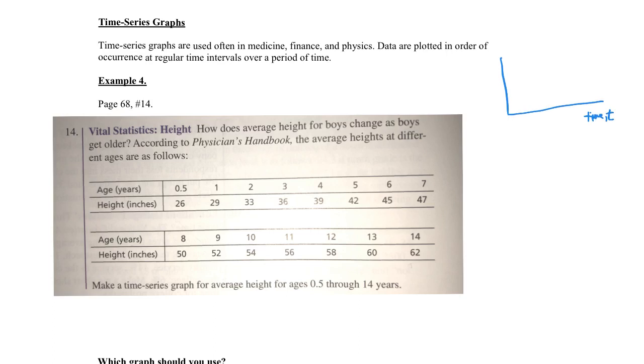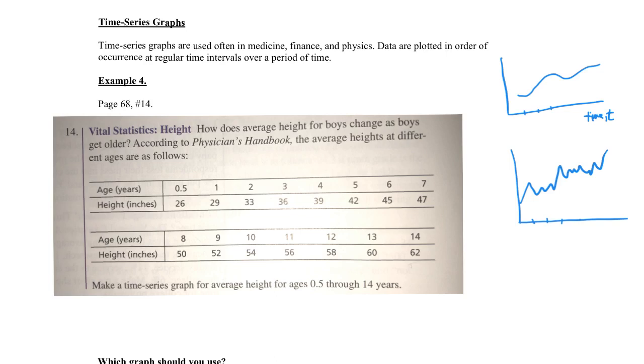So it's by definition a time series graph. It's just where data are plotted in order of occurrence at regular time intervals over a period of time. So you may be tracking a particle's position in time like this. Or, of course, in finance, you see them all the time, right? You watch the stock market, and it's going through its changes and so forth by the month or by the year. It's a time series graph.